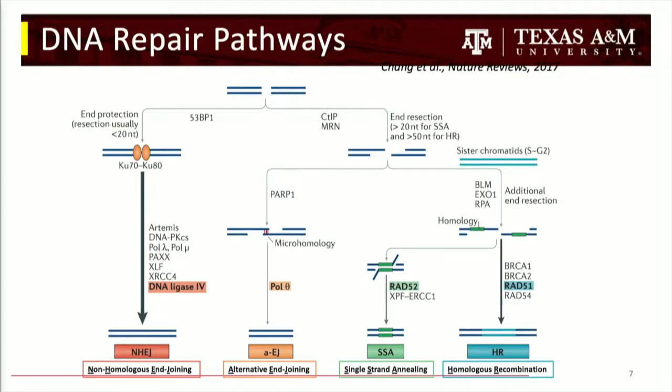So this requires no homology, so no repeated sequences or shared sequences of DNA for this to occur. Then just a small amount of overlap or microhomology is required for alternative end joining. And then you have to have these direct repeats, so that amount of homology, for single-strand annealing. And then you have to have entire sister chromatids for the homologous recombination, and so this will only happen in S and G2 phases where there's a second copy of the genome.